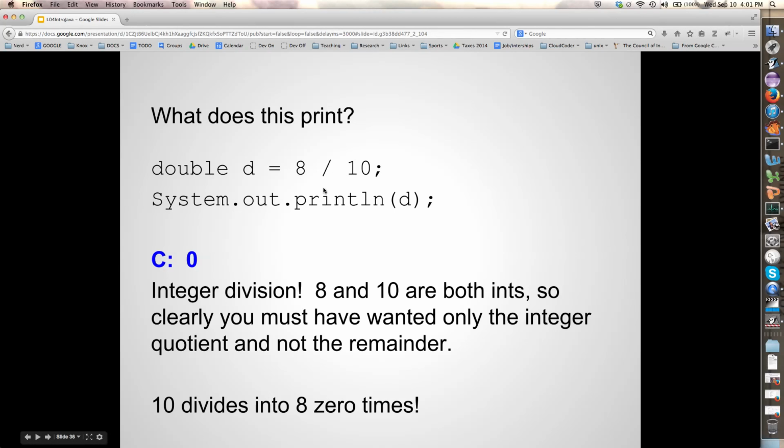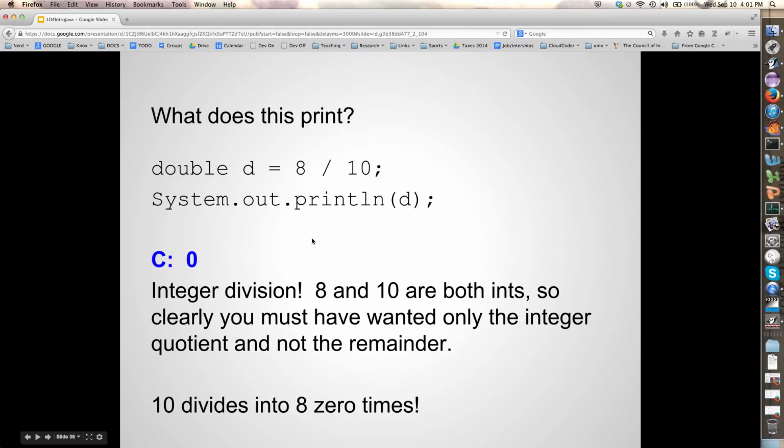Yeah, there's a remainder, but these are both integers. You don't care about the remainder, you just care about the quotient. 10 goes into 8 0 times. So 0 is what's going to get put into D. It's going to print this out. We know 0, we can convert it to a double. It'll make it 0.0. Technically, it might print 0.0, but it's still essentially 0, right? Because 8 divided by 10 is 0.